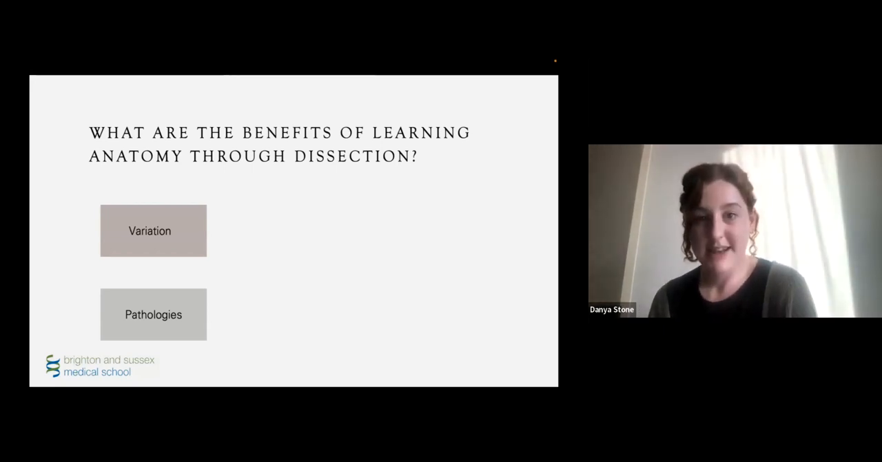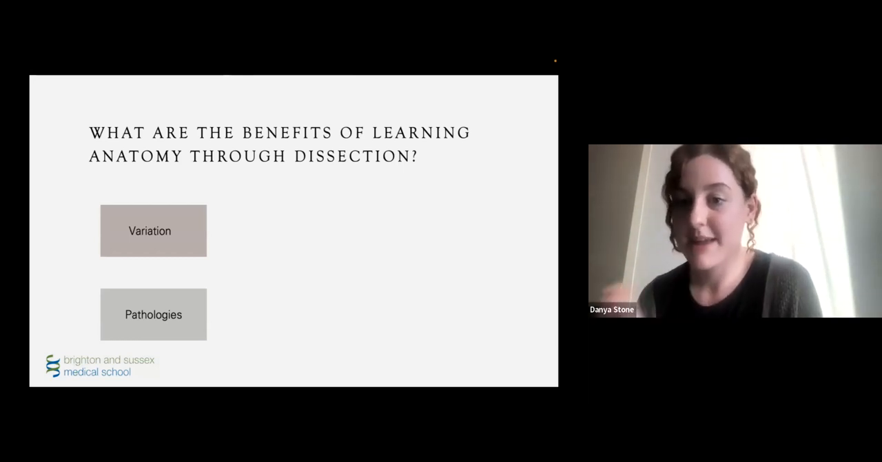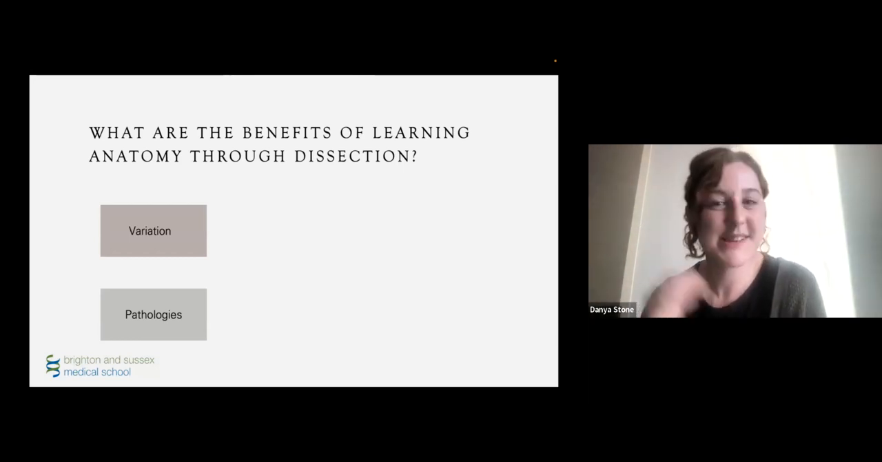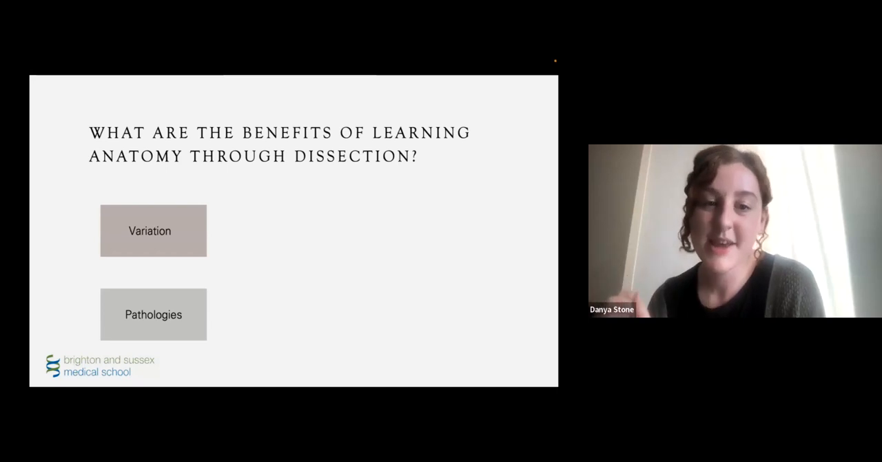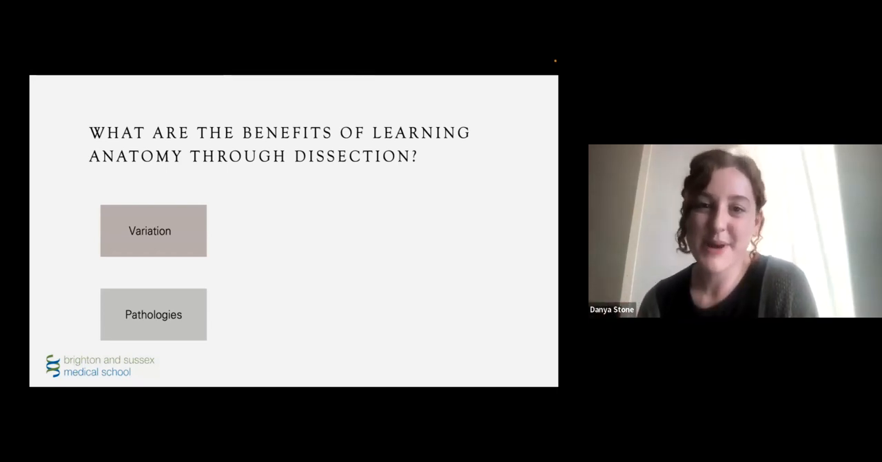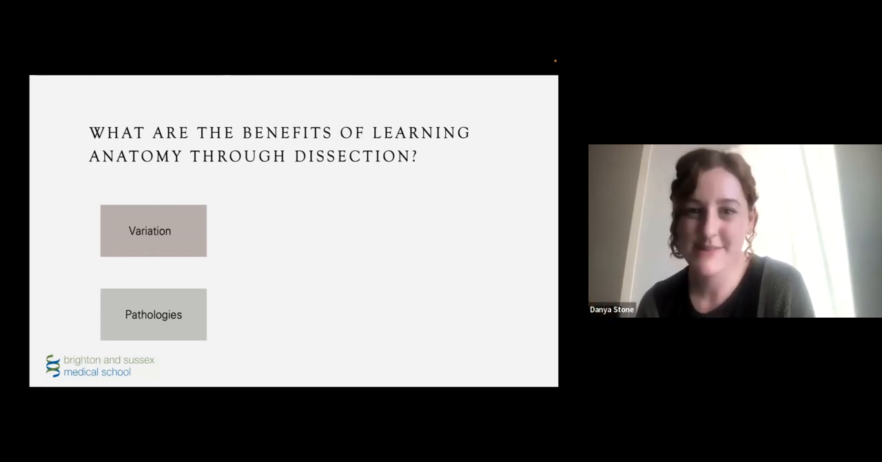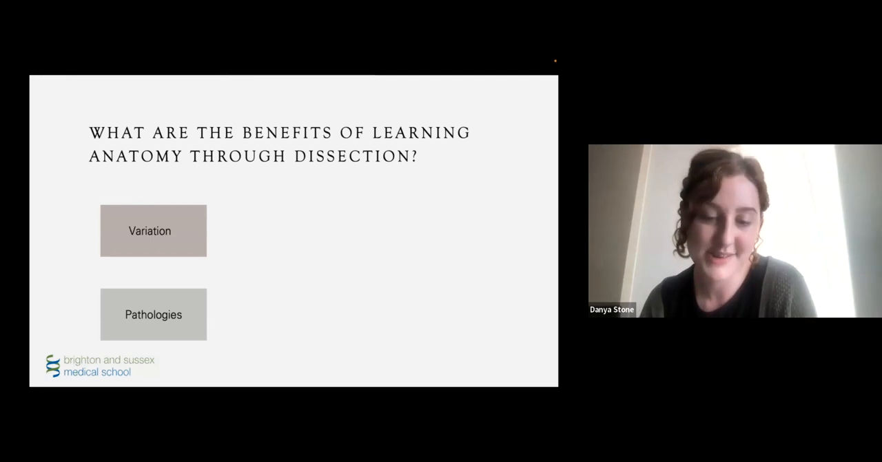And although I don't have a clinical background, this is why we employ our clinical demonstrators. So we have 10 demonstrators who are all practicing doctors who come and demonstrate for us part-time. And they're an amazing source of knowledge whenever we find any pathology in the donors in the dissection room.